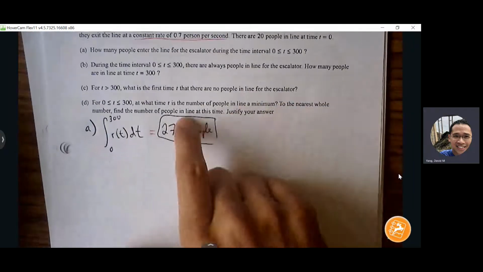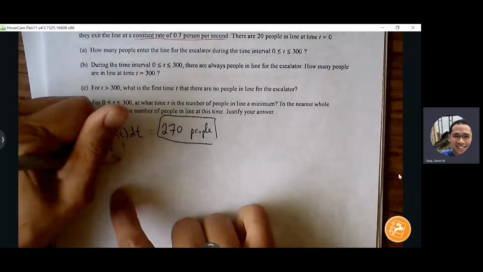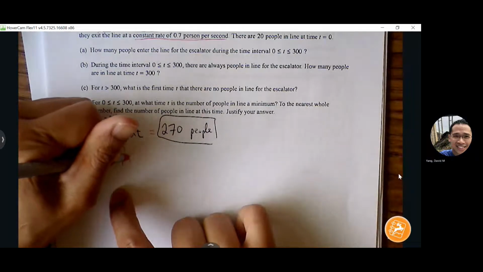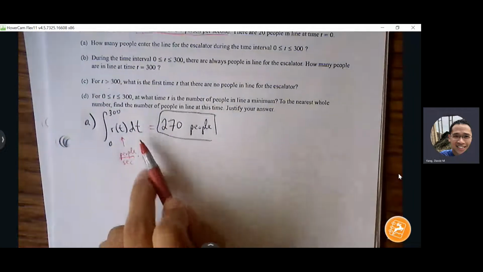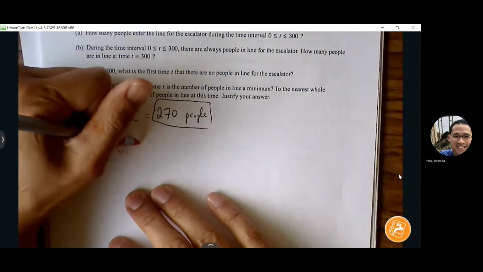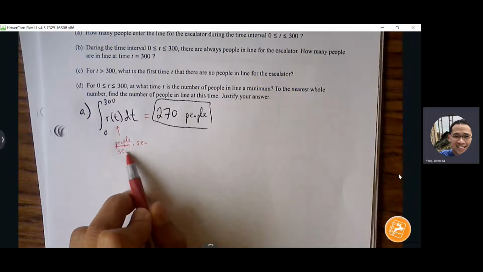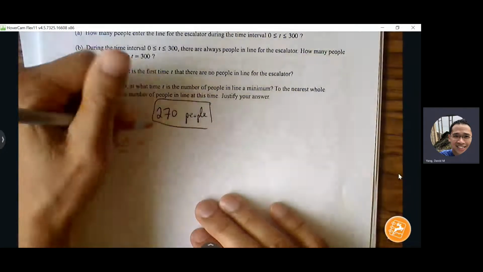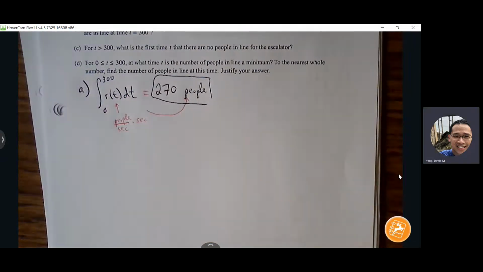So just to convince you that the units line up nicely, R of t is in terms of people per second. But then you're multiplying by dt, which is a time unit. So if I do people per second times seconds, then the seconds cancel out and I'm left with people. So that makes sense algebraically as to why the units change.